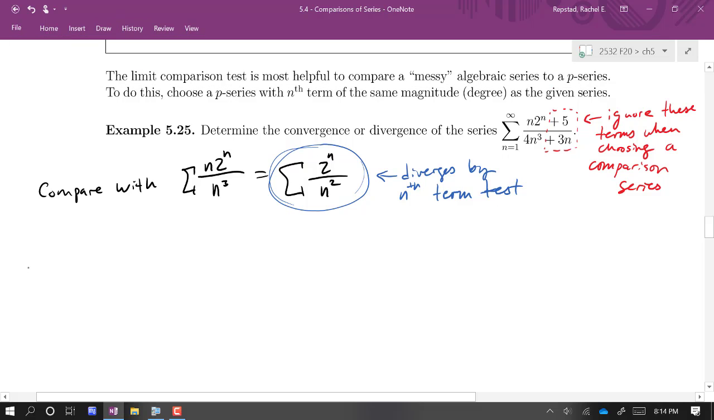So now what we're going to do is look at the limit as n approaches infinity, and we're going to just form a ratio of the terms of our series with the terms of the comparison series. So I'm going to start with the series that they gave us, n times 2^n plus 5 over 4n cubed plus 3n. And I've got to divide that by the terms of this series, so I'm going to multiply by the reciprocal.